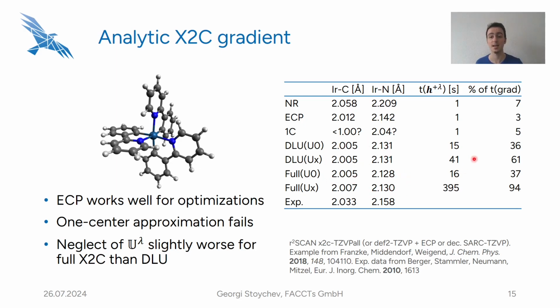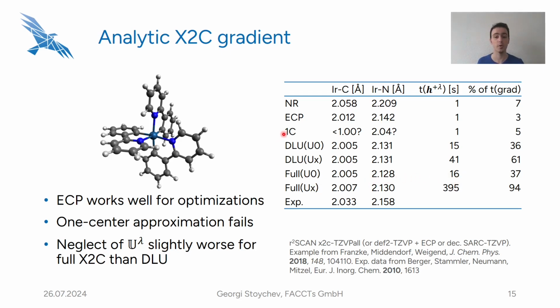However, looking at the timings, the time for the one electron gradient is negligible in the non-relativistic case. However, it becomes dominant in the full X2C case. Using the DLU approximation, we reduce that by an order of magnitude, and then ignoring the response of the unitary transformation matrix, we reduce that even further with very small errors.